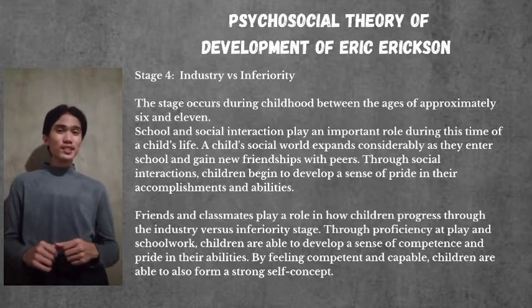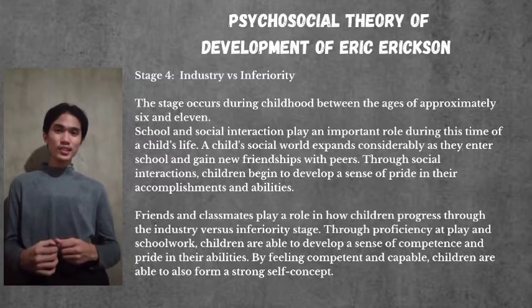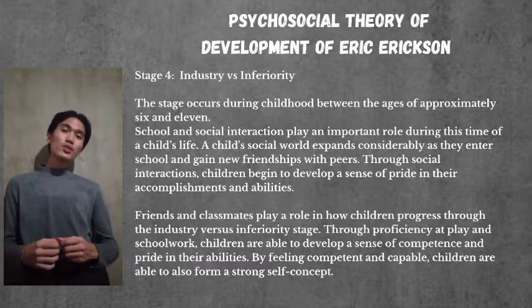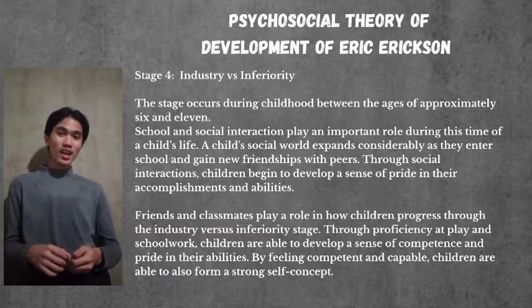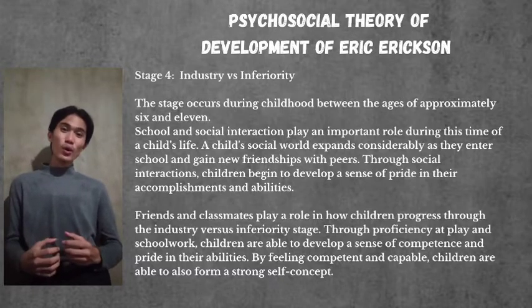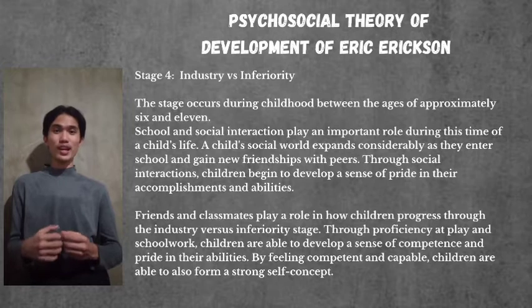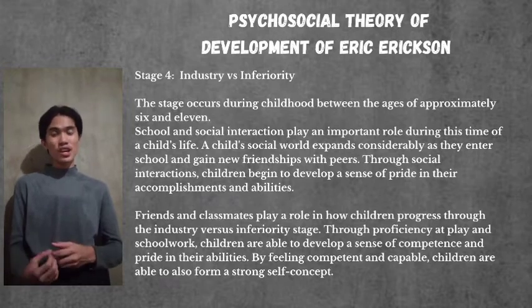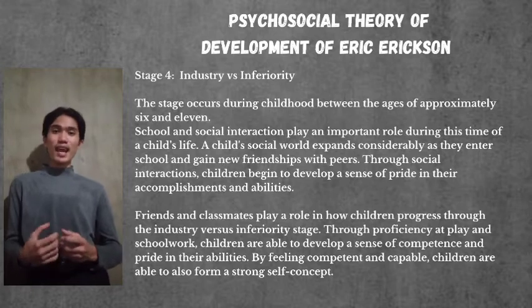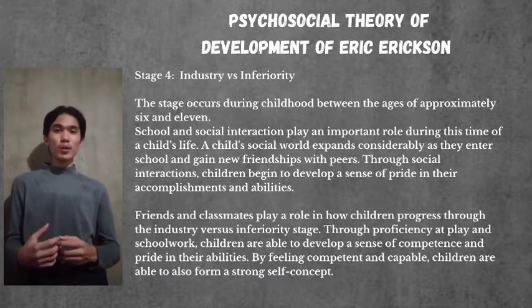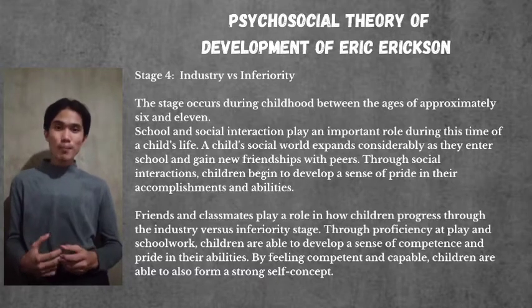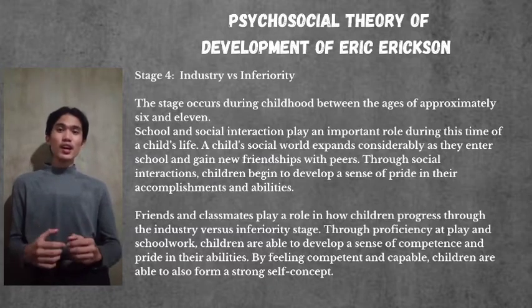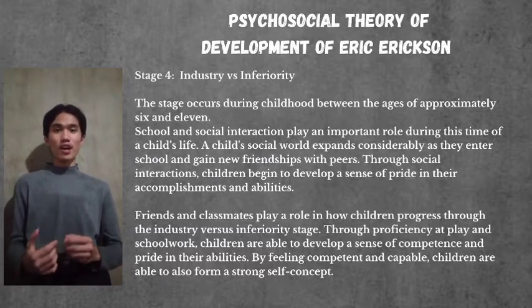During the earlier stages, a child's interaction centered primarily on caregivers, family members, and others in their immediate household. As the school years begin, the realm of social influence increases dramatically. Friends and classmates play a role in how children progress through the industry versus inferiority stage. Through proficiency at play and schoolwork, children are able to develop a sense of competence and pride in their abilities. By feeling competent and capable, children are able to also form a strong self-concept.